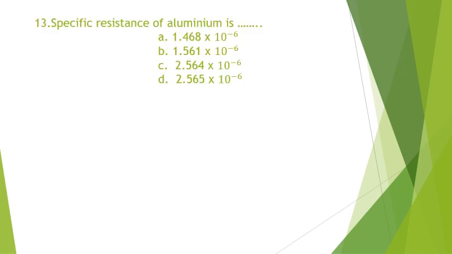MCQ number 13. Specific resistance of aluminum is option A, 1.468 into 10 raised to minus 6. Option B, 1.561 into 10 raised to minus 6. Option C, 2.564 into 10 raised to minus 6. Option D, 2.565 into 10 raised to minus 6. And our correct answer is option C, 2.564 into 10 raised to minus 6.